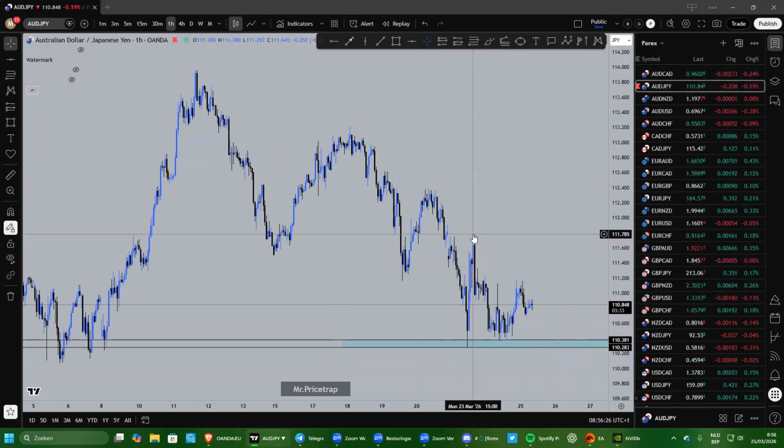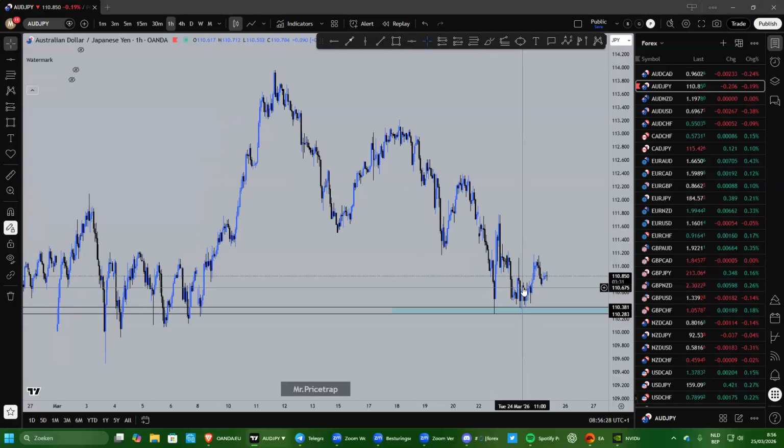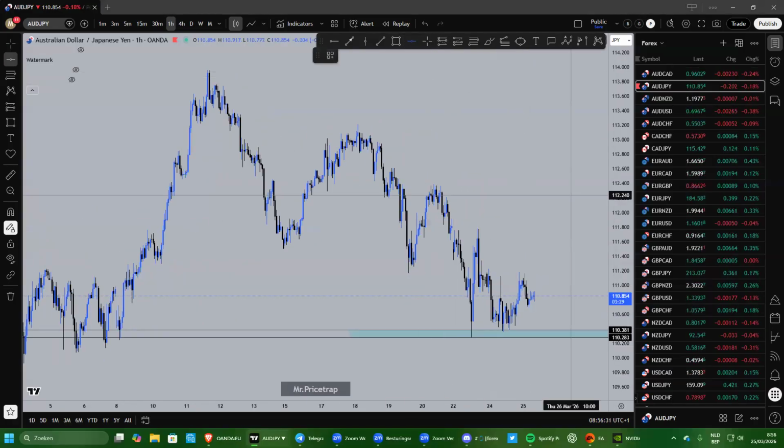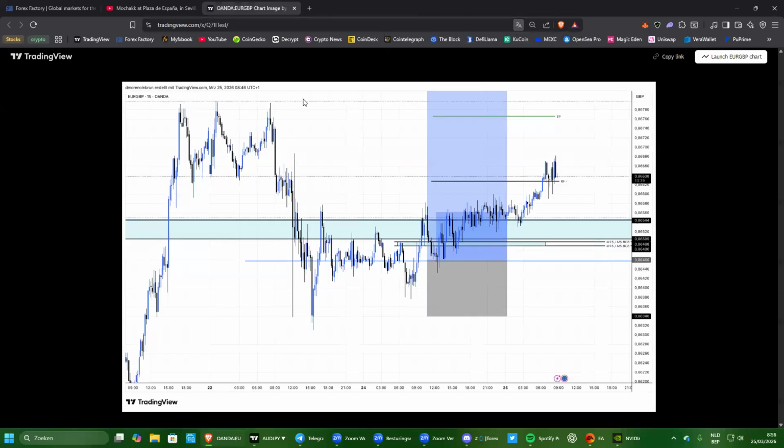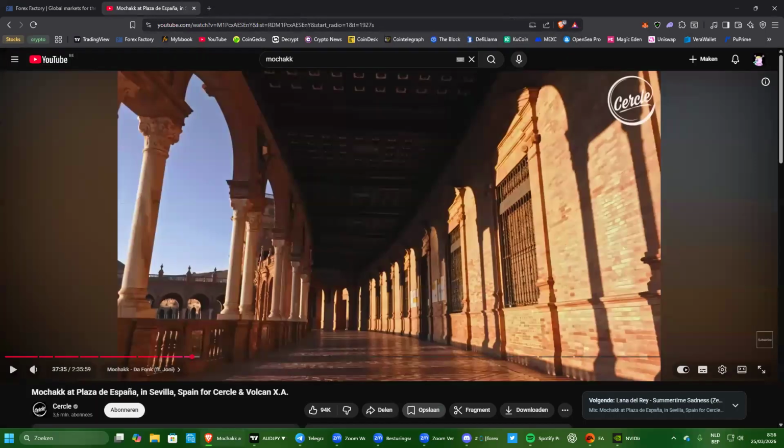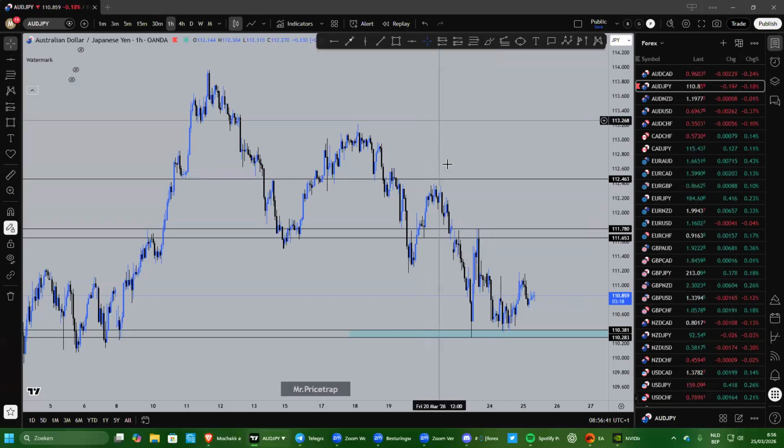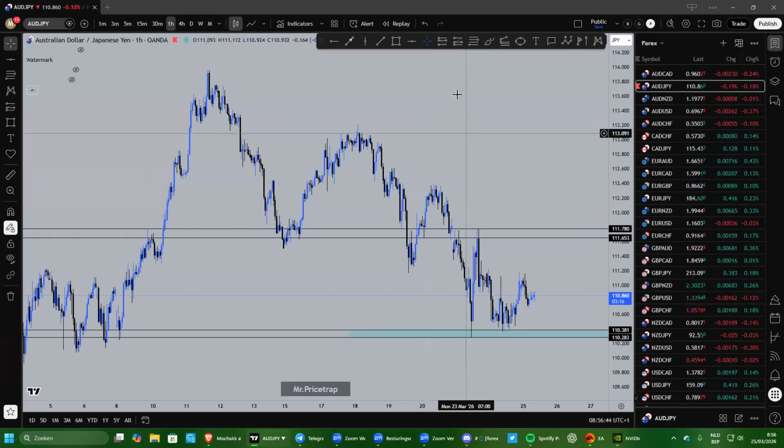So AUD JPY. I'm doubting a little bit. This high or this one. Let's go for the highest. Or what did I do yesterday? Yesterday I went for the highest. So there we go. We'll just keep it that way.